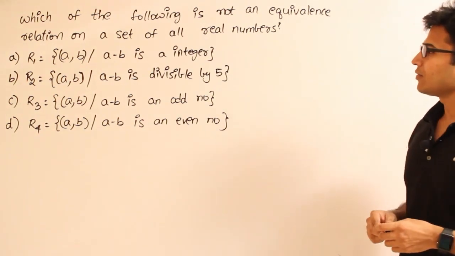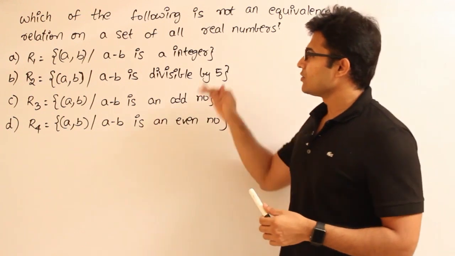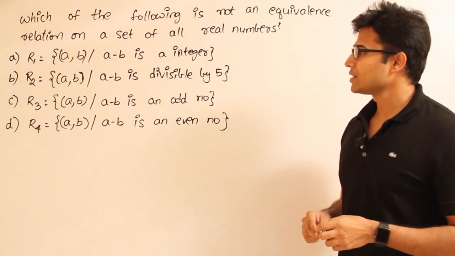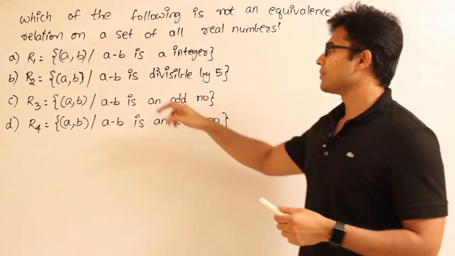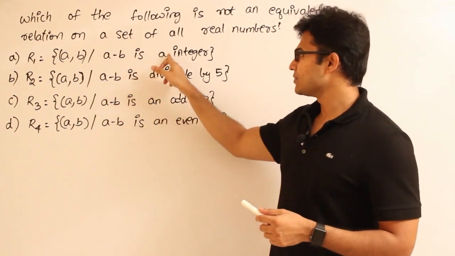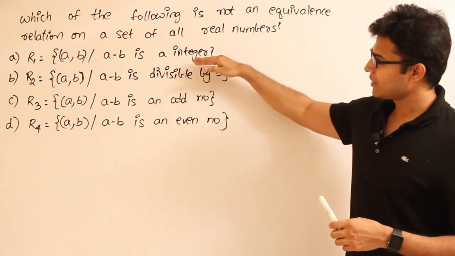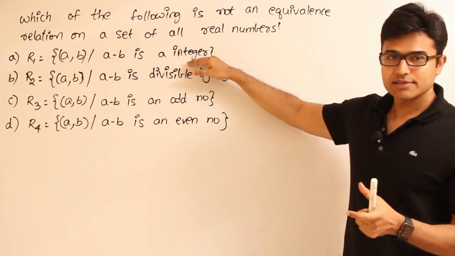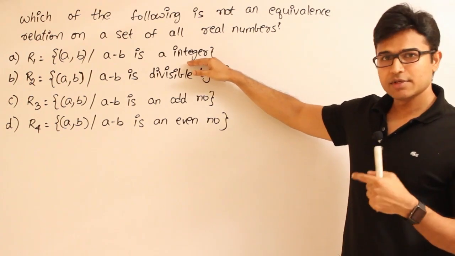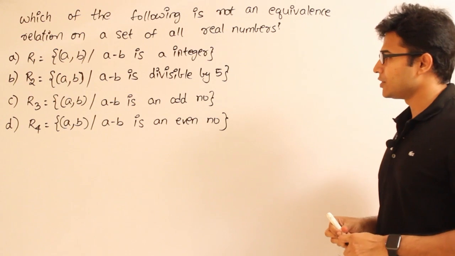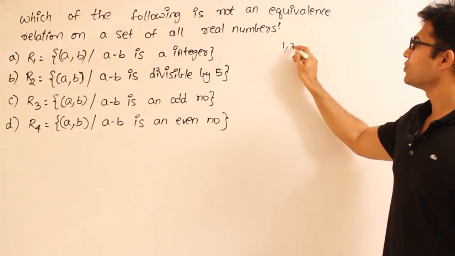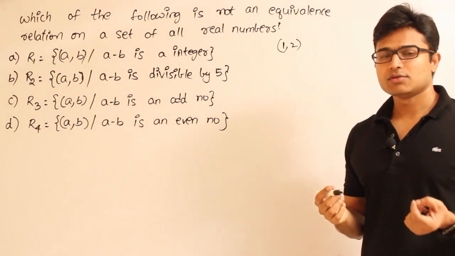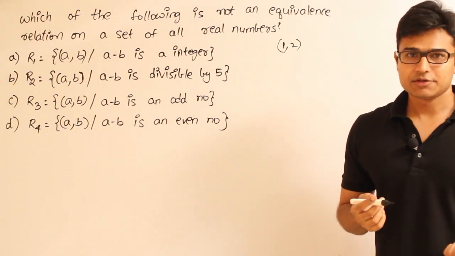Now they are saying which of the following is not an equivalence relation. So the first one is R1 equal to (a, b) in such a way that a minus b is an integer. So what they mean by this is R1 contains the set of all ordered pairs in such a way that a minus b is going to be an integer. For example, R1 contains (1, 2). They are asking whether such a relation R1 is going to be an equivalence relation or not.